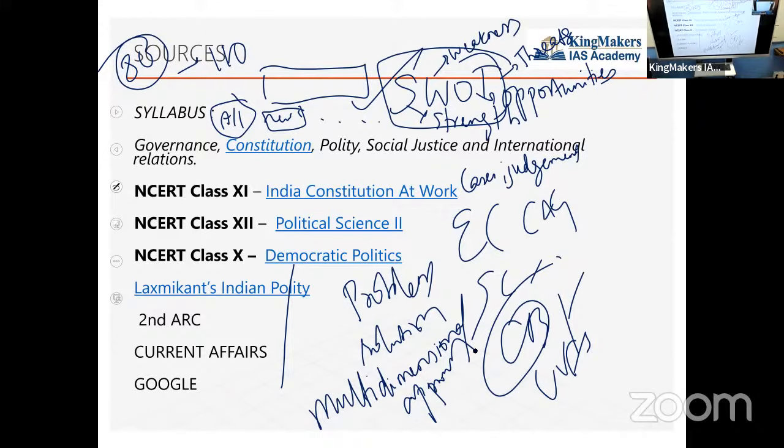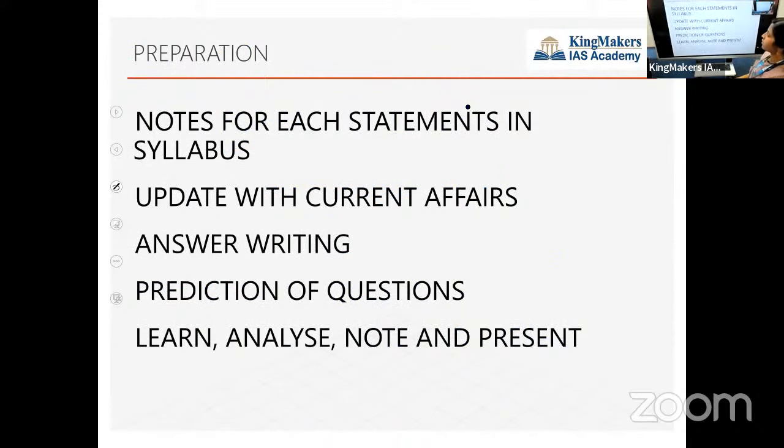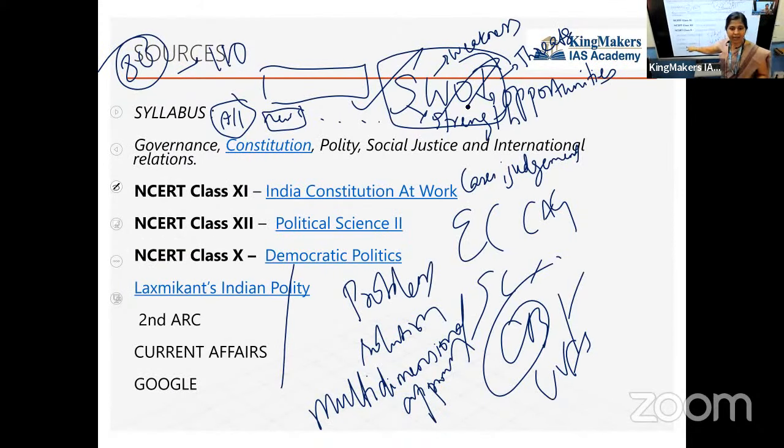You should remember that you should connect many current affairs that you have already learned, think and write and do something called SWOT analysis. Okay, simple as that. So again, second ARC is another thing you should be reading, current affairs and Google.